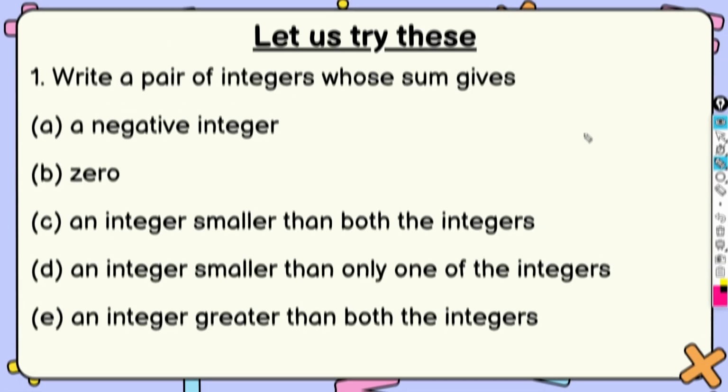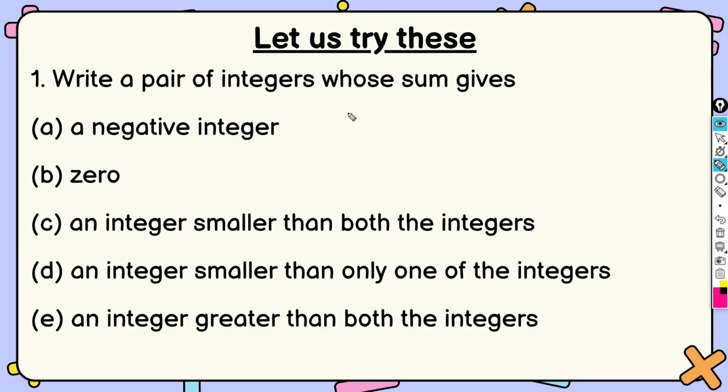Now, let us try these problems. Write a pair of integers whose sum gives a negative integer. So, we should write any two integers whose sum gives a negative integer. From the rule of addition of integers, we learned that if two numbers have a negative sign, then the sum of those numbers will also have a negative sign.